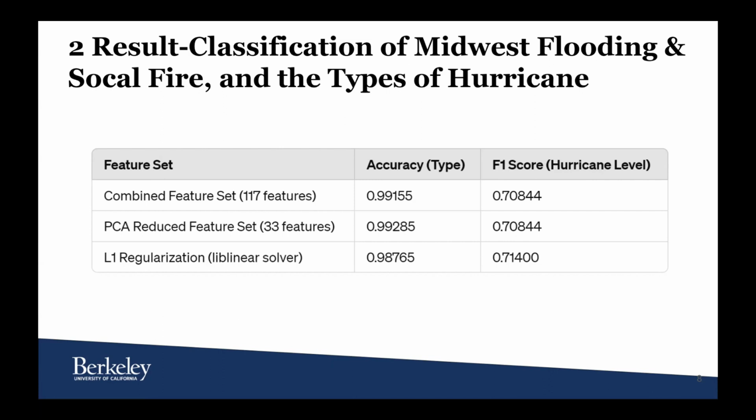Additionally, using L1 regularization with a linear solver slightly reduced accuracy in predicting disaster types to 0.98, with an F1 score of 0.714, suggesting better generalization over the initial full feature set.